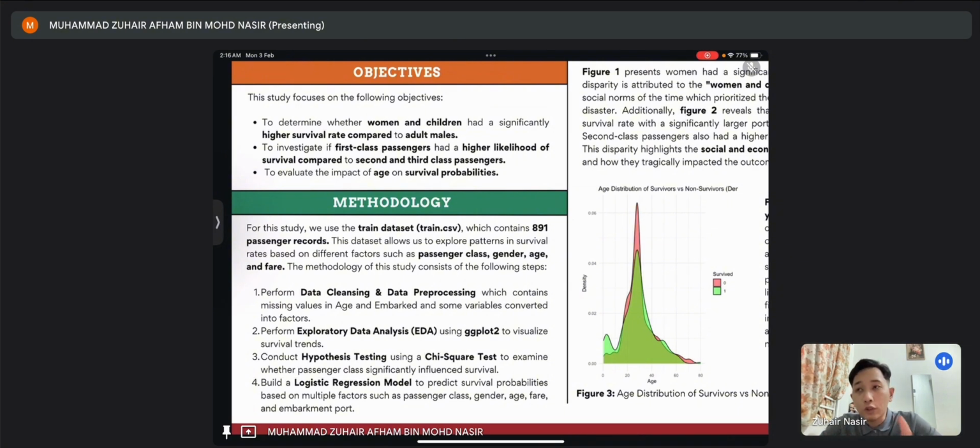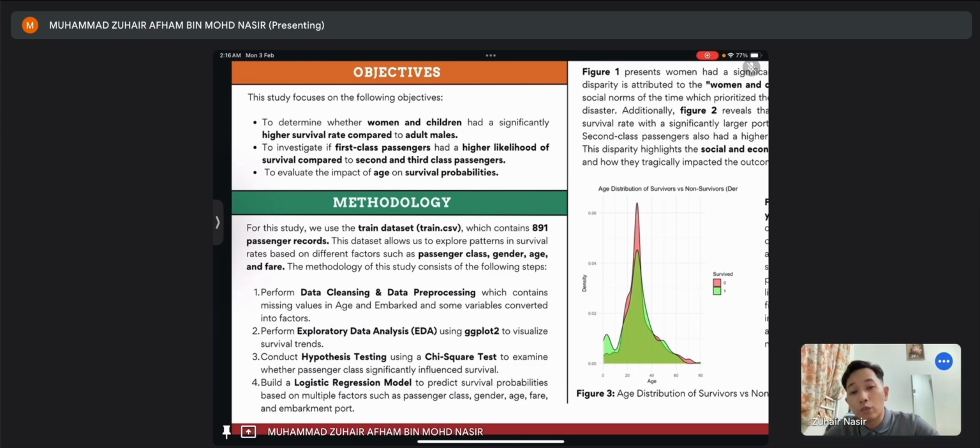Our methodology follows these steps. Number 1, we perform data cleansing and pre-processing by handling the missing values, and then converted the categorical variables like sex, passenger class, and embarked into factors for our analysis, and also we normalize the variables for easier comparison between the variables.